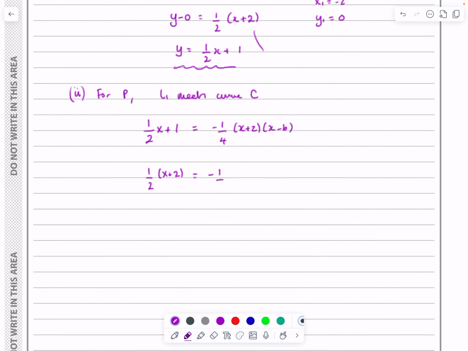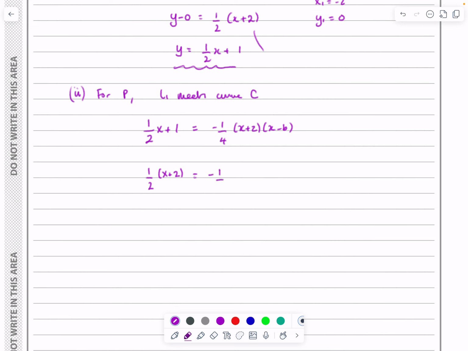So I'm going to get a half equals minus a quarter (x minus b), and now you can just tidy all that up. So take the minus 4 over to the other side. We're going to get minus 2 is equal to x minus b.